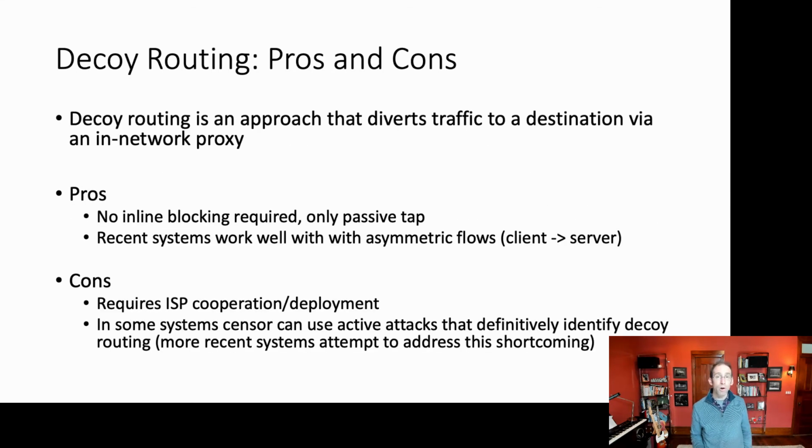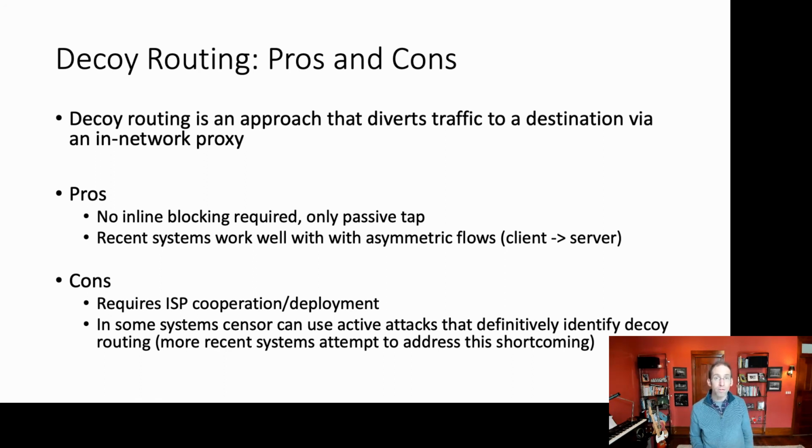Decoy routing is an approach that diverts traffic to a destination via an in-network proxy, such as a router. It works inline, and recent systems have been extended to work well, recognizing that most internet traffic is asymmetric. A significant drawback, of course, is that conventionally these systems have required ISP cooperation or the willingness to deploy a decoy router. In the past, that's been prohibitive because implementing and deploying such a system in hardware in an operational ISP at high speed often proves to be prohibitive.